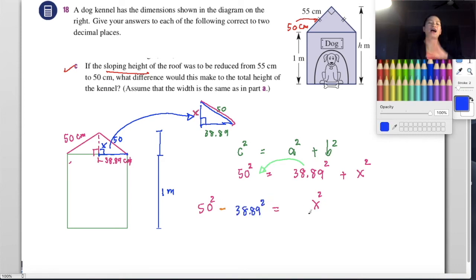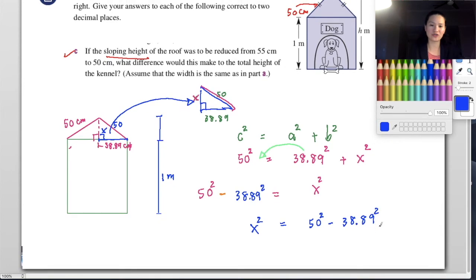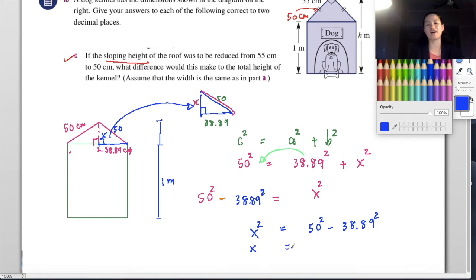38.89 squared. Okay, I write it properly. So x squared equals 50 squared minus 38.89 squared. I just use the calculator very quick. What I do, I paste 50 squared here. Okay, let's do it together: 50 squared minus 38.89 squared. Okay, this one, and then it's equal to this number already.